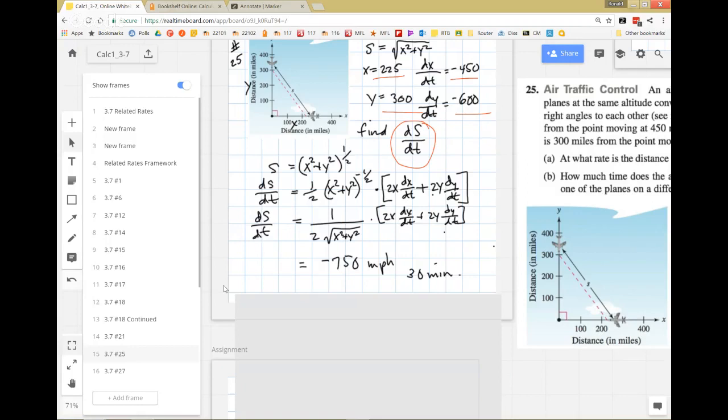And then the other question, you can do it on your own, but how long does the air traffic controller have? He's got 30 minutes to do something, otherwise they're going to crash.